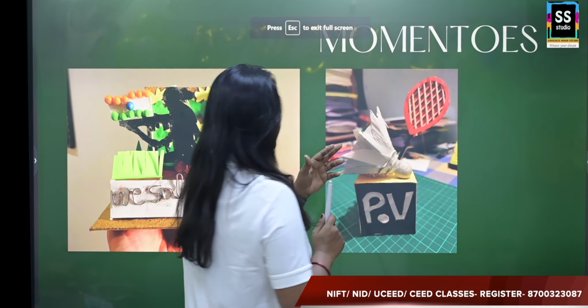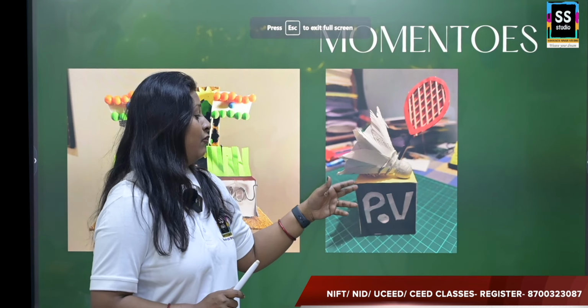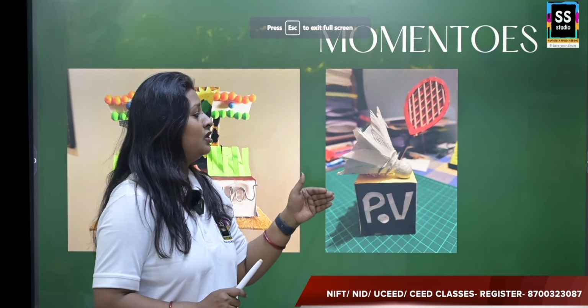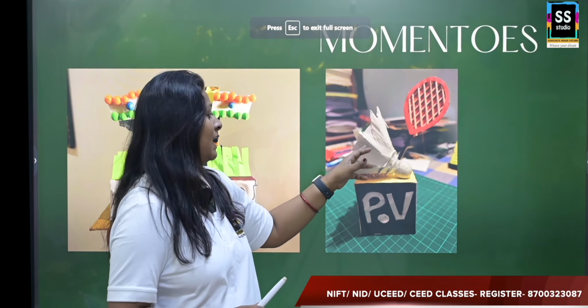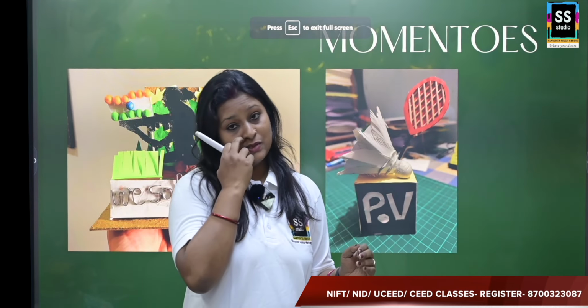Now this is one of the mementos which is for your favorite sports person. So this whole memento was for PV Sindhu, and that's how the cork and the badminton have been depicted.